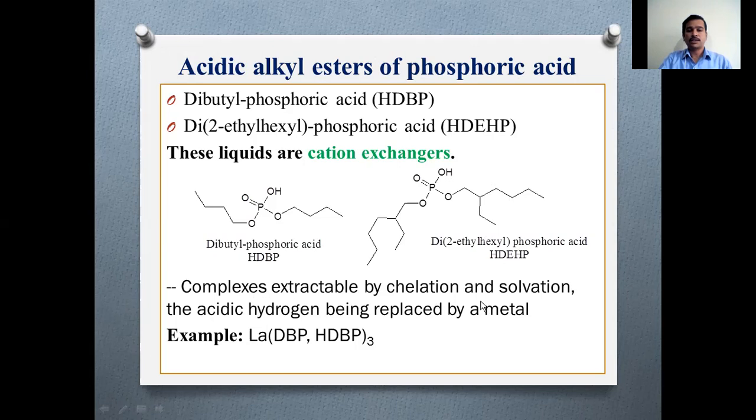So these complexes are extractable when a metal which is having charge will be exchanged in place of the hydrogen ion of this HDBP or HDEHP. A suitable ion association complex will be obtained and that can be extracted. Say for example, lanthanides, lanthanum ion, if you treat with the HDBP medium, you will be expecting the formation of an ion association complex between lanthanum, DBP and HDBP.